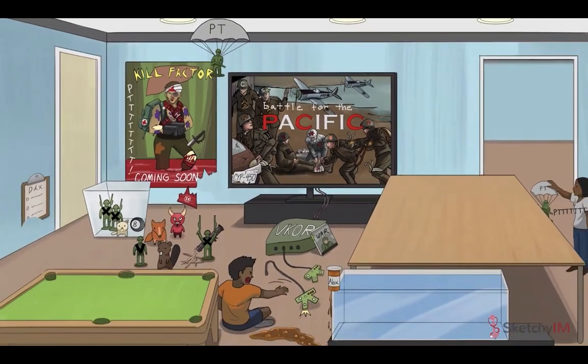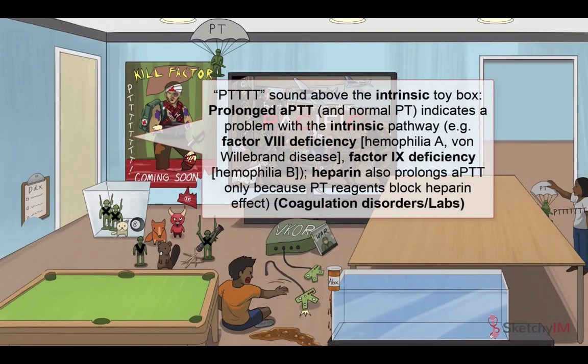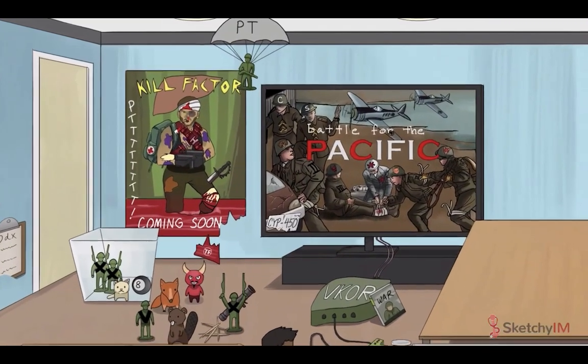Alright, time to continue our differential. Moving on to the conditions that mainly affect the intrinsic coagulation pathway. That means APTT is prolonged, but not PT. We're going to focus on the hemophilias, which we'll associate with that sound effect on the movie poster. But first, a brief word about heparin.